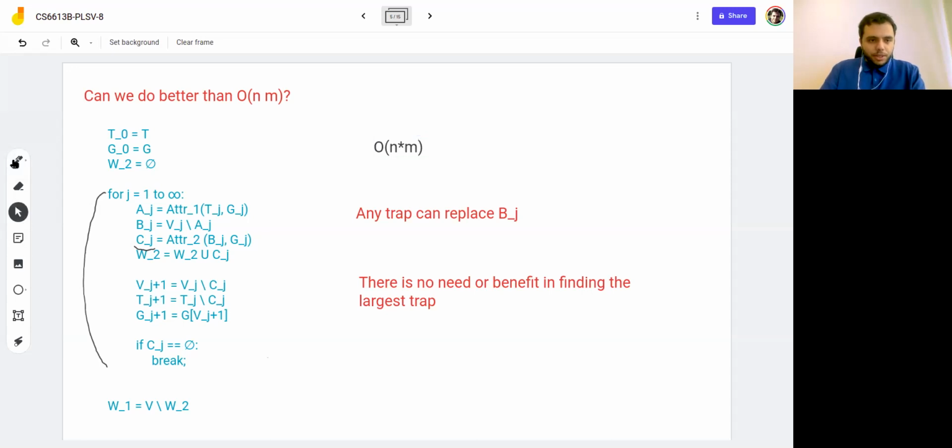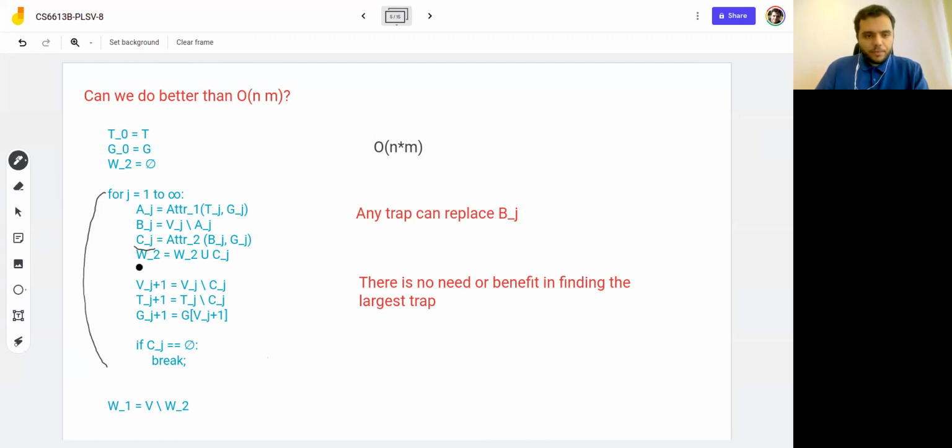But now the crucial observation here is that the only thing that we are using for limiting the number of iterations is that at every iteration, we are at least finding one vertex from which player 2 wins, right? But actually, this algorithm is doing much more than that.